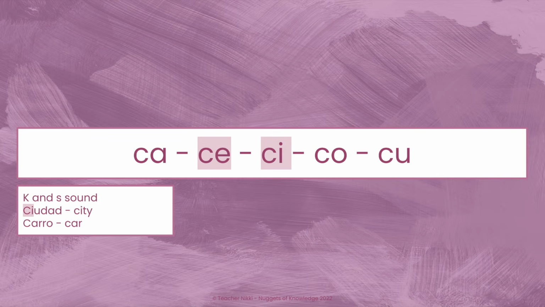La letra C has two sounds, k and s. So, like the word city in English, you see the CI combination makes that S sound. In Spanish, it's ciudad, ciudad. The k sound like car, carro. All right, let's say them. Ka, se, si, ko, ku.